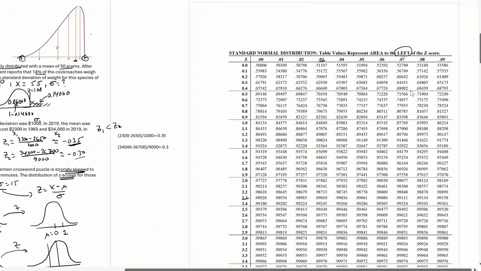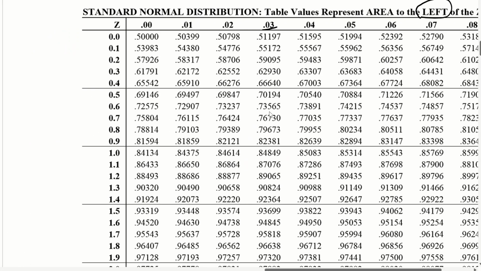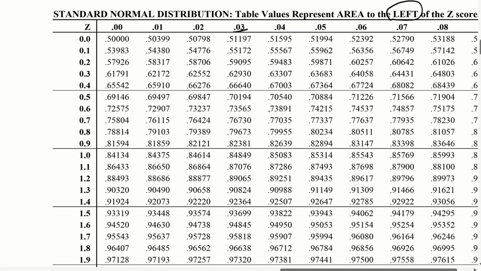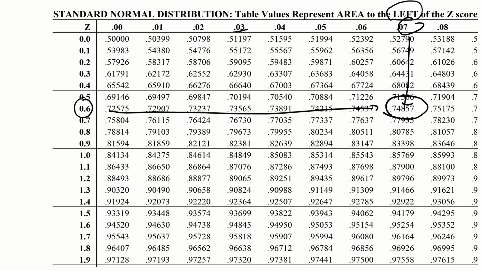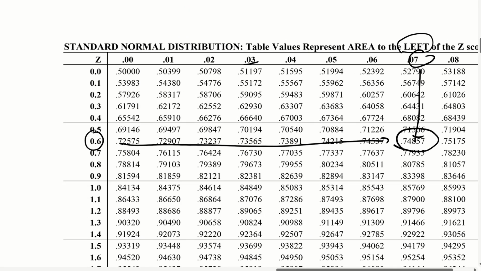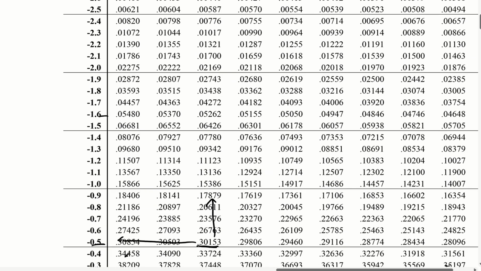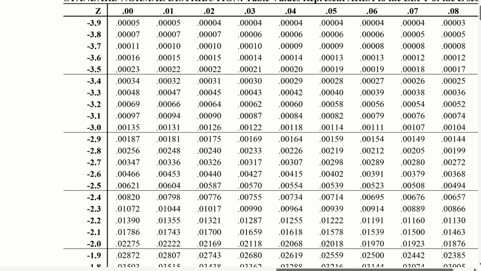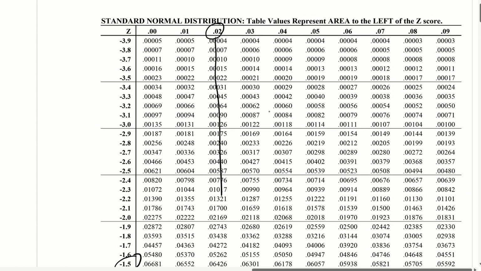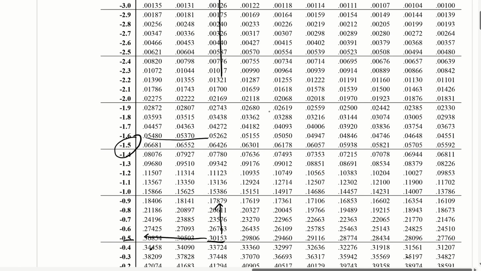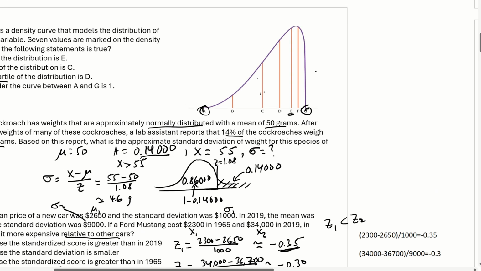Got to go back to the z table, go back up here. So 0.67: 0.74857. And then let's go look up negative 1.52. So 0.06429. So we subtract those two numbers and get our answer.